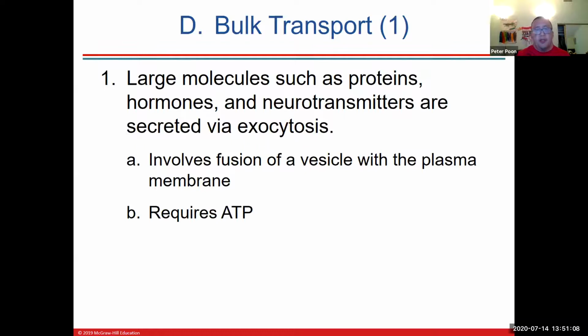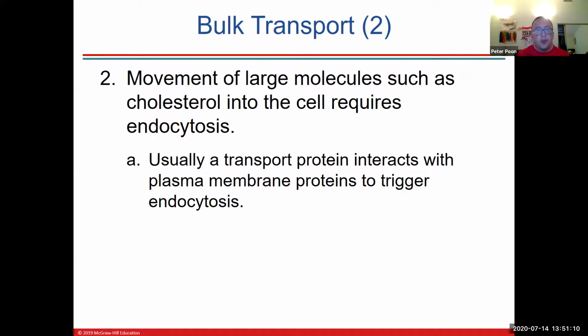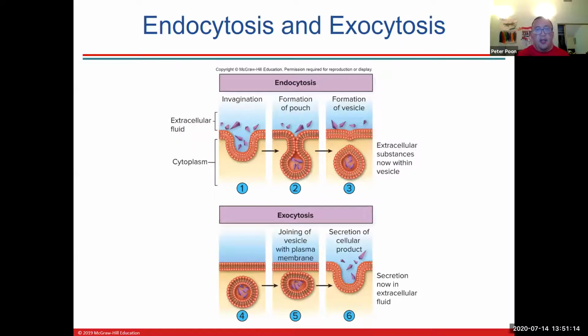Bulk transport. Endocytosis, let's talk about this. Endocytosis has 3 steps. One is the invagination of the plasma membrane. Second is the closure of the loop, the formation of the pouch, and then this breaks off, and now you have a vesicle. That vesicle can now be moved inside of other stuff, for example, a lysosome.